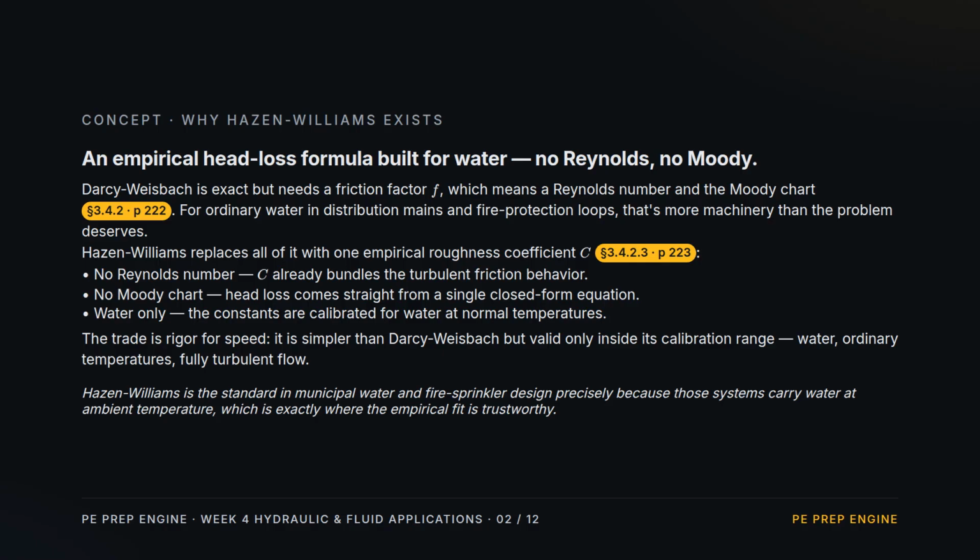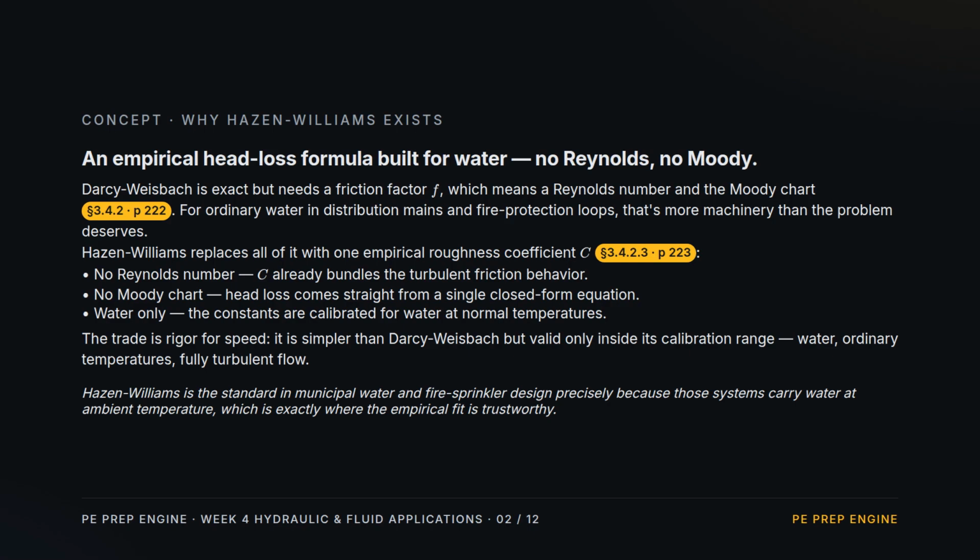First, why this formula exists. Darcy-Weisbach is exact, but it makes you find a friction factor, a Reynolds number, and the Moody chart. For ordinary water in a distribution main or fire loop, that's more work than the problem deserves. Hazen-Williams replaces all of it with one empirical roughness coefficient, C. No Reynolds number. C already bundles the turbulent friction. No Moody chart. Head loss falls out of one closed-form equation.